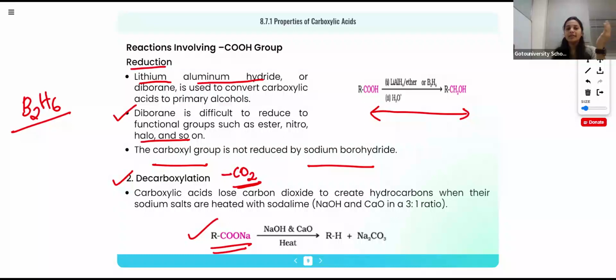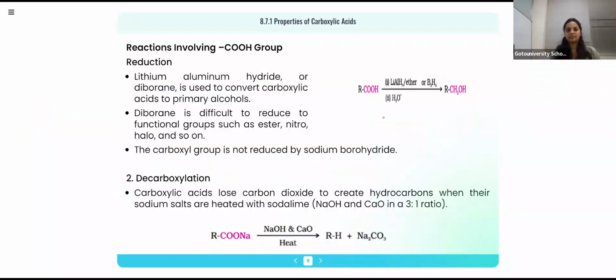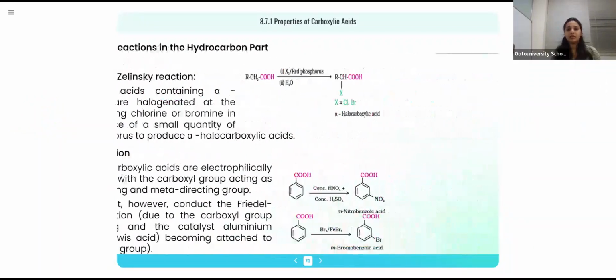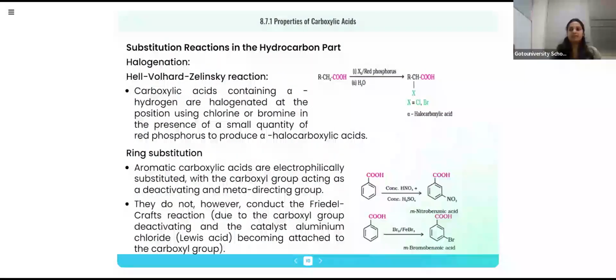So you have to do decarboxylation. The reagent used for the decarboxylation is also important. When you do the decarboxylation, CO2 will be removed. Then the remaining will be RNa, so the Na will be replaced by hydrogen. You will get RH, a hydrocarbon, and Na2CO3. So this is the COOH group involving reaction.